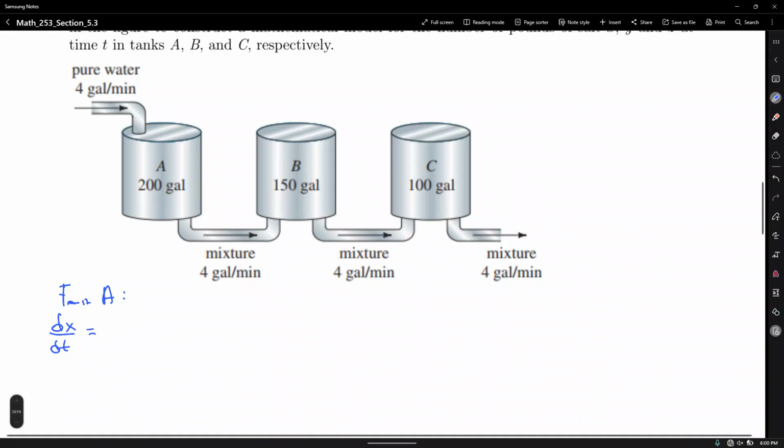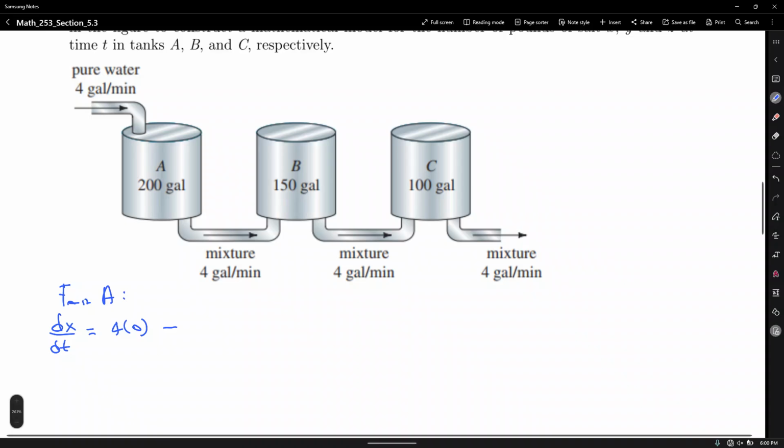Which is, okay, what's coming in? Again, pure water, isn't it? At a rate of 4 gallons per minute times 0 because it's only pure water. There's no salt. X is the amount of salt. That's coming in. I forgot to write the in, but I think you guys can go with that.